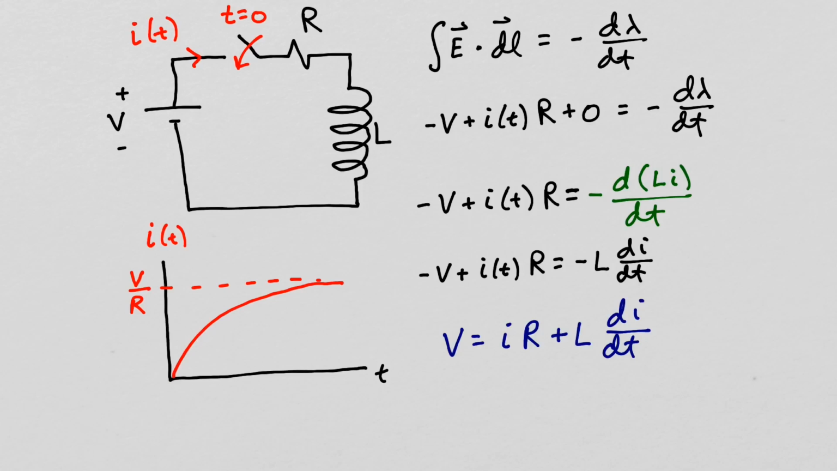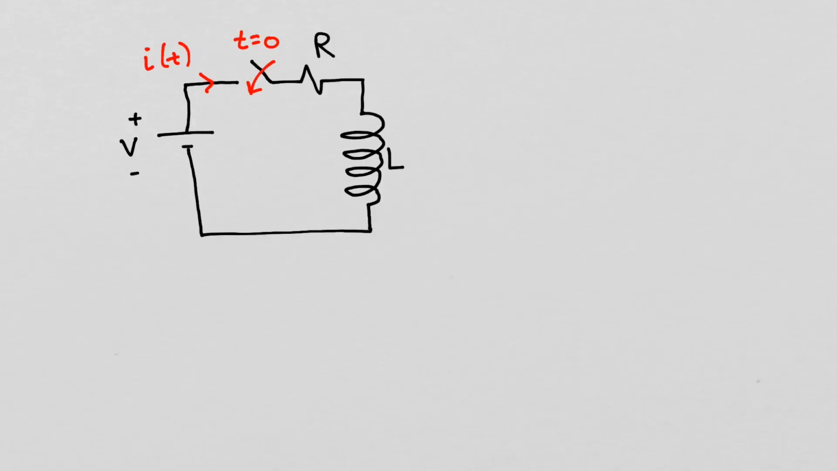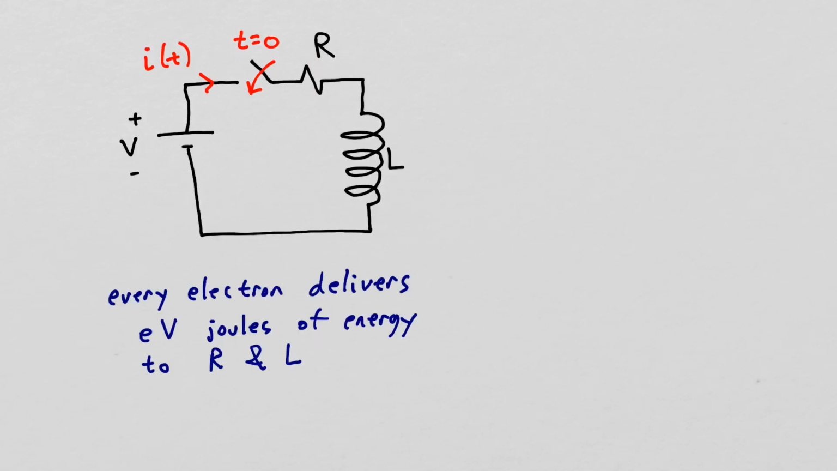We are now going to look at the energy associated with an inductor and the energy in magnetic fields. When an electron flows around this circuit, it delivers energy to the inductor and the resistor. The potential difference across the resistor and inductor is the amount of work it takes to move 1 coulomb of charge from the negative terminal to the positive terminal.